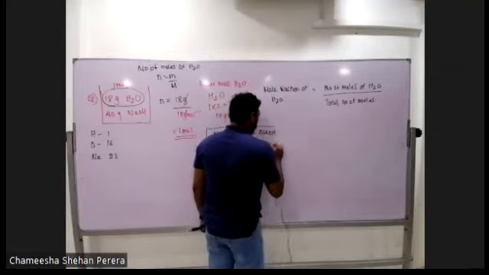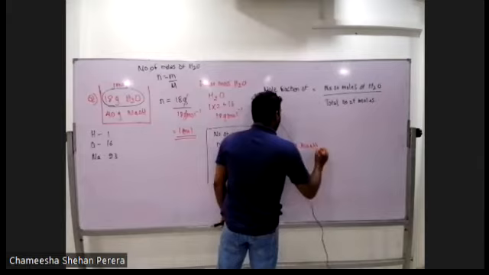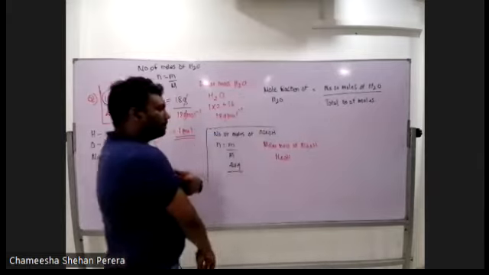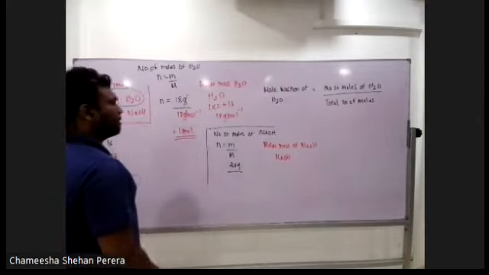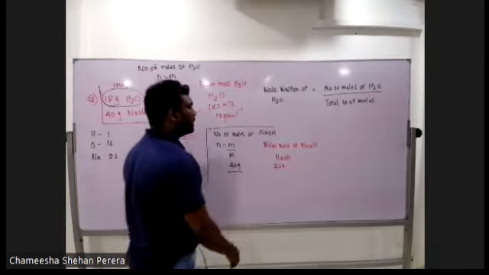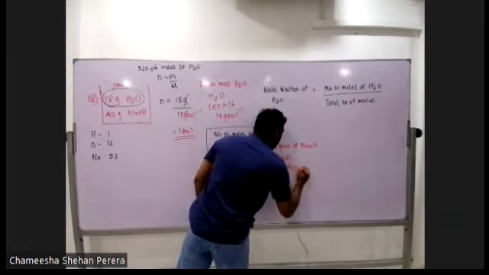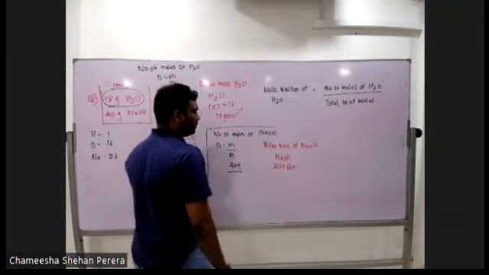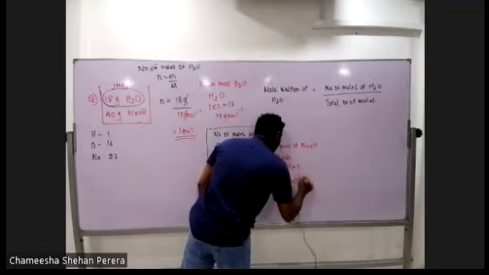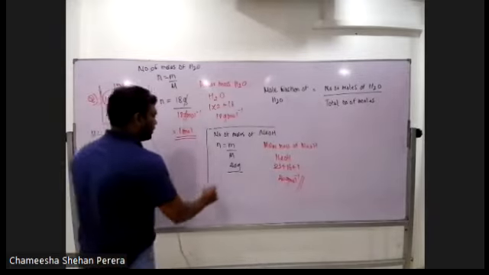Yes, sir. Molar mass of NaOH. So we have to write the NaOH molecule. Upeka, tell me the relative atomic mass of sodium. 23. Relative atomic mass of oxygen. 16. Relative atomic mass of hydrogen. 1. Altogether, 40 g mol^-1 would be the molar mass of sodium hydroxide. Do you get that? Yes, sir.